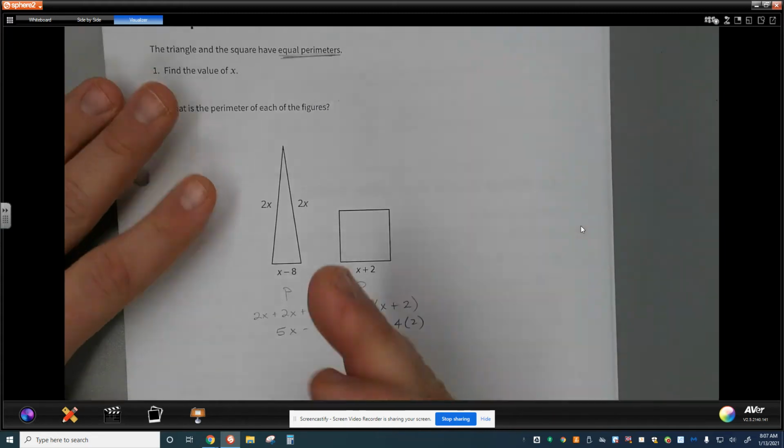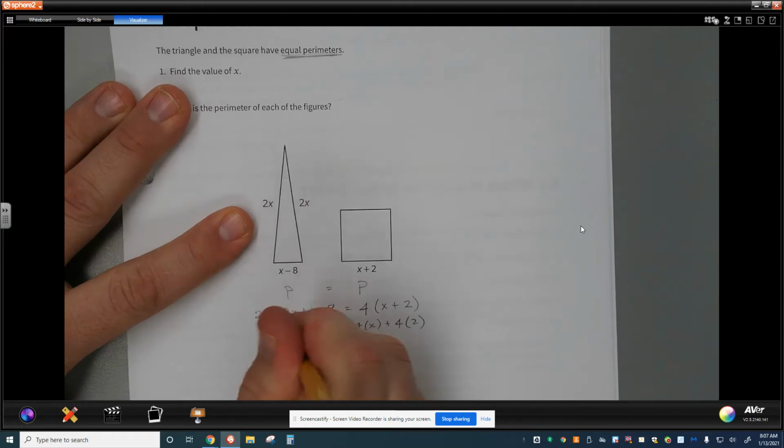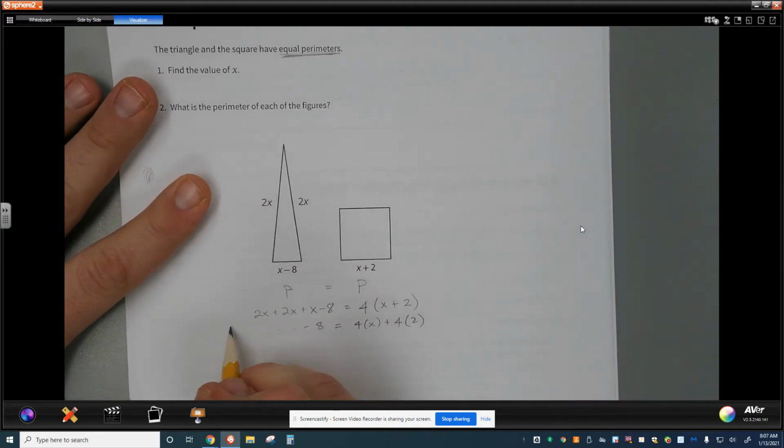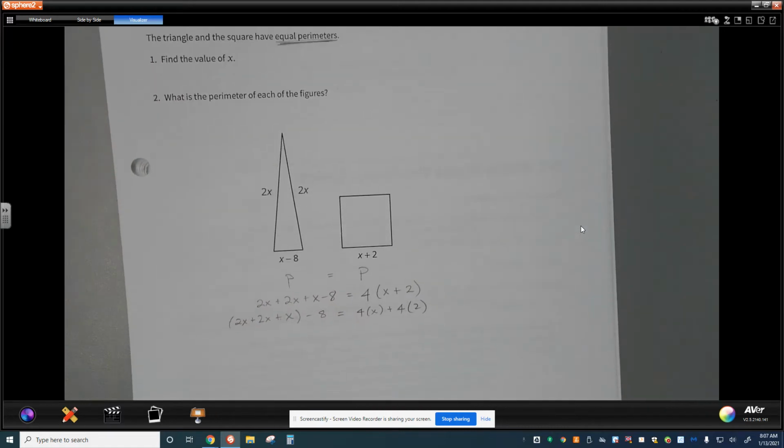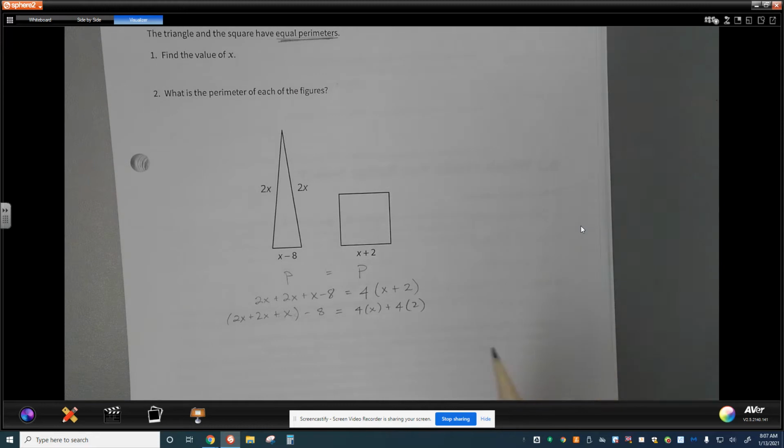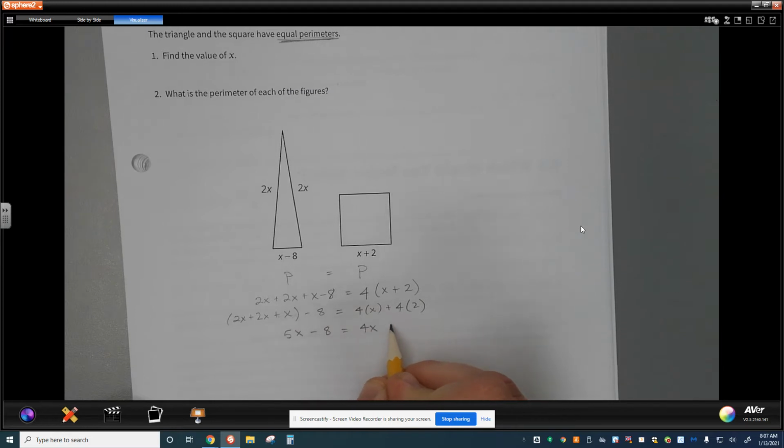Go ahead and simplify those. I'm going to show you something just a little bit different. We're going to say this is all of our x's together, and then the minus 8 is separated because they're not like terms. So as we simplify that, that gives us 5 times x minus 8 is equal to 4 times x plus 8.